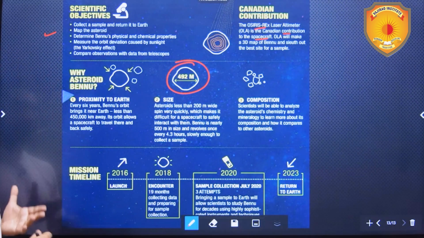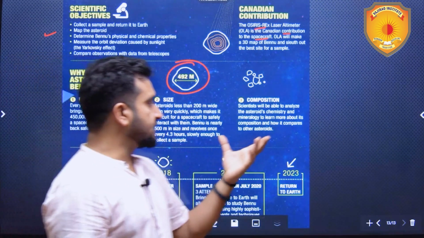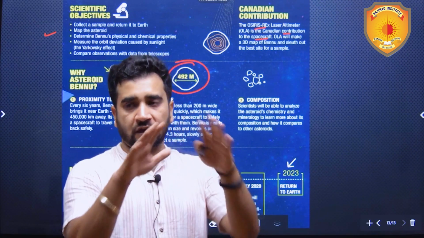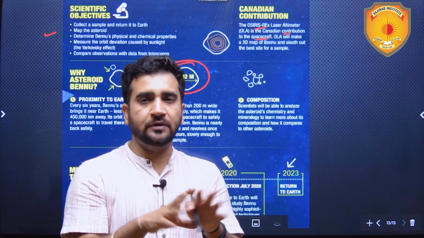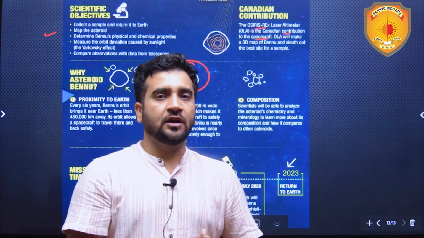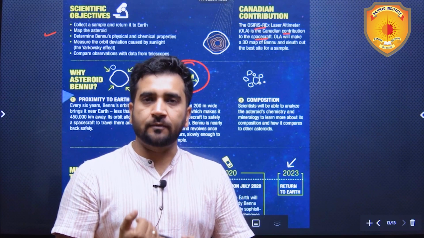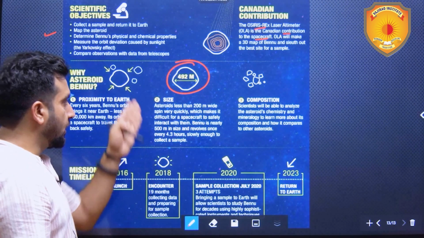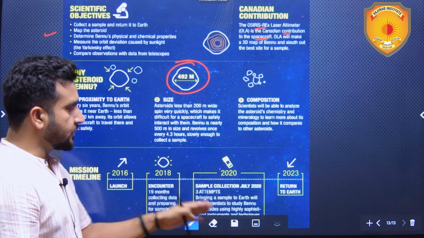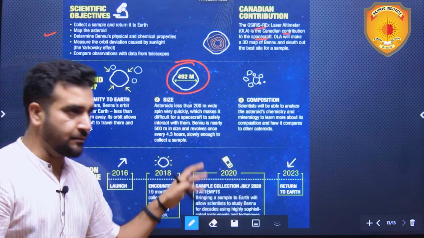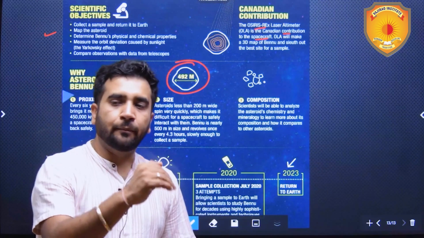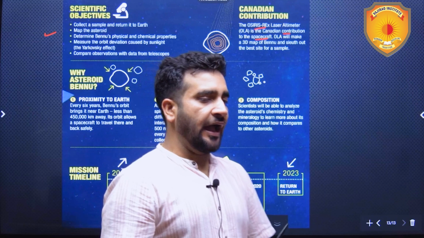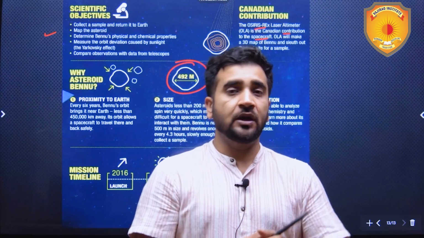Then if we talk about the composition, scientists will be able to analyze the asteroid's chemistry and mineralogy to learn more about the mineral compositions and the surface over there. This is all going to happen with the findings from the samples which have been brought back. And finally, the timeline: 2016 was the launch, 2018 Osiris-Rex reached there, in 2020 it started collecting the samples, and now in 2023 it is back to Earth with the samples collected.